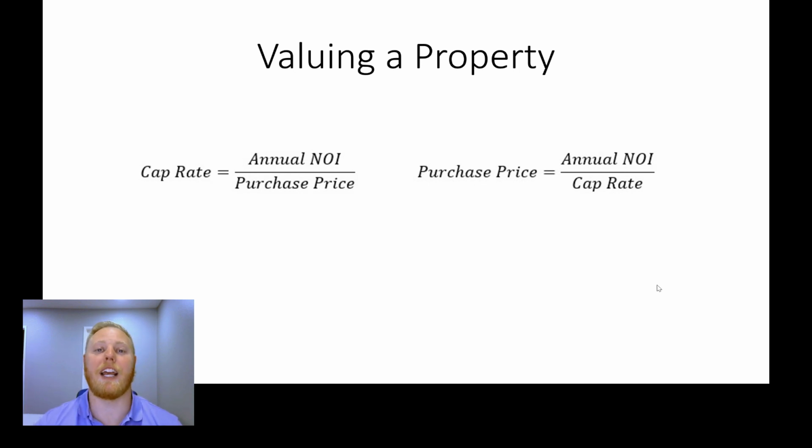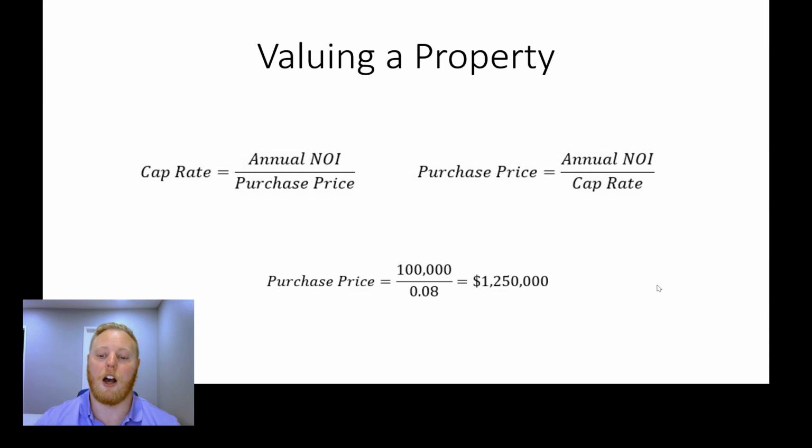As an example, say you have a property that's producing $100,000 in net operating income annually, and you use an average cap rate of about 8%. We can determine the property value, which is $1.25 million. There we have it right there. Purchase price, $100,000 divided by 0.08, which is an 8% cap rate. That's $1.25 million is the purchase price or property value.